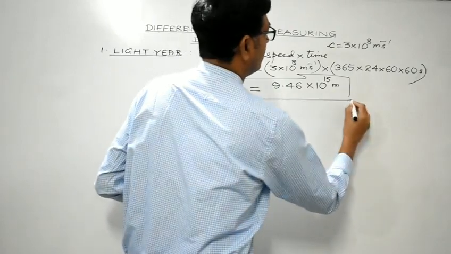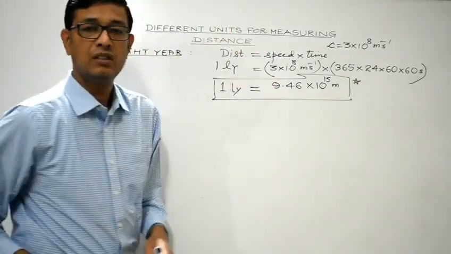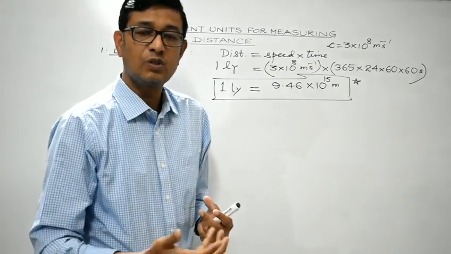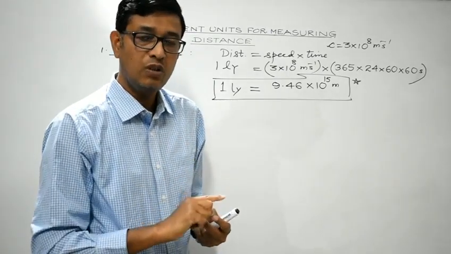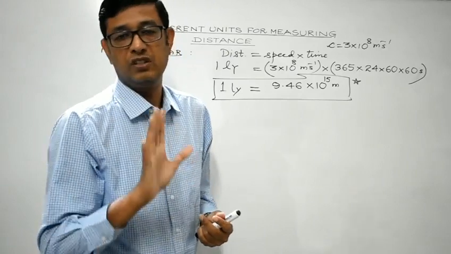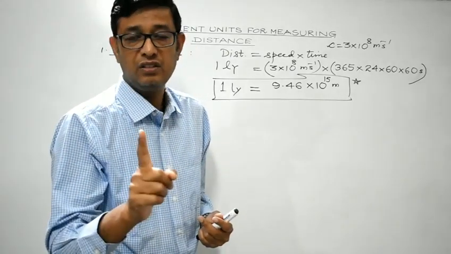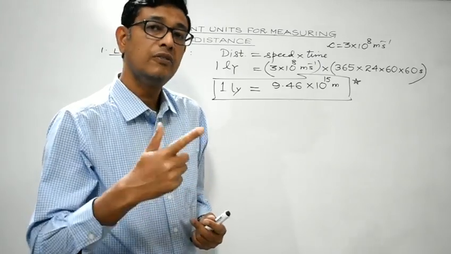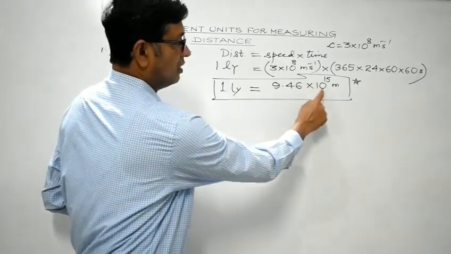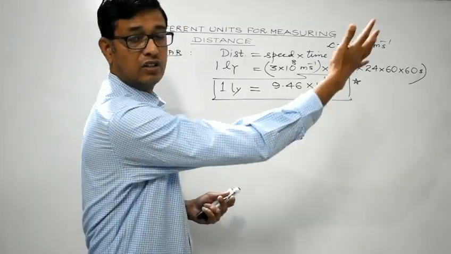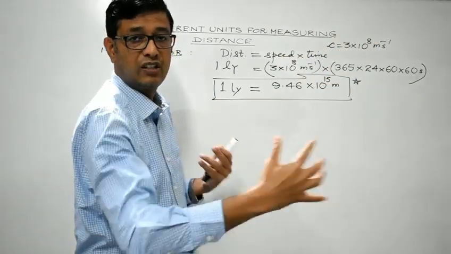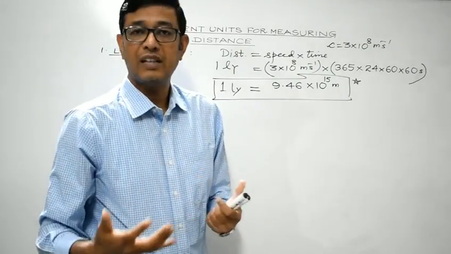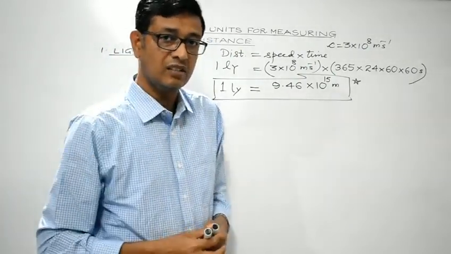So this is a very important one. Please do remember this. Light year is the distance traversed by light in air or vacuum during 1 complete year. And 1 light year is equal to 9.46 into 10 raised to power 15 meters. So you can see 10 raised to power 15 is very high order. So light year is a very large unit, right? There are some other big units as well for measuring astronomical distances.